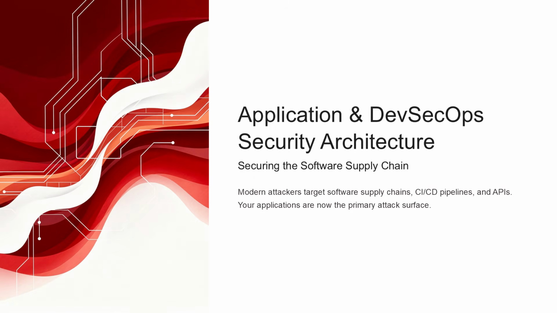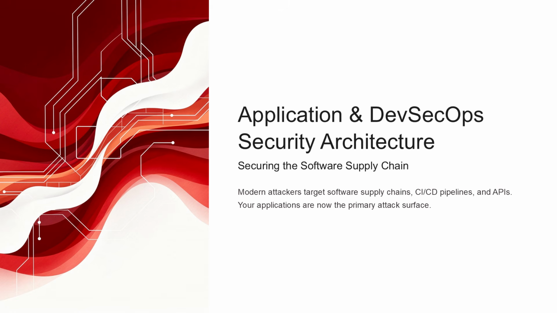If you look at modern breach reports, you will notice a pattern. Attackers are no longer only exploiting exposed servers or weak passwords. They are targeting software supply chains, compromised dependencies, CI/CD pipelines, misconfigured containers, insecure APIs. Your applications are now the primary attack surface. And in a digital-first enterprise, applications are the business.